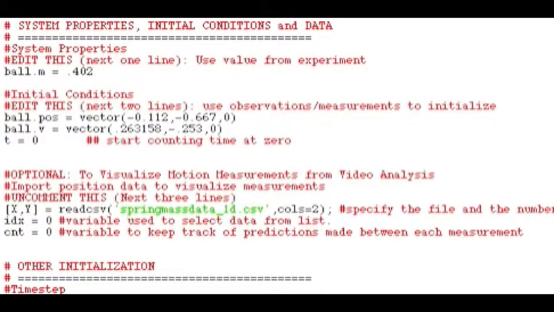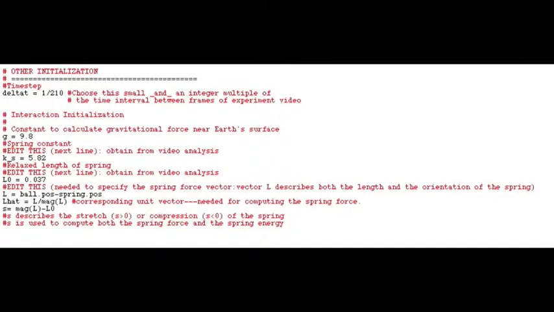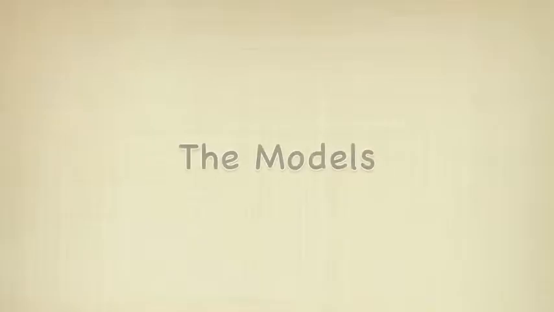In the code, I plugged in the mass and the initial position and calculated the initial velocity using the first 2 data points from Tracker. Next, I plugged in the rest of my data into the code along with the equations for the calculations and ran the model. The first model shows the comparison of the positions from Tracker and the predicted positions, while the second model graphs the energy.